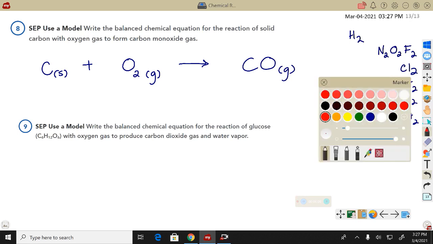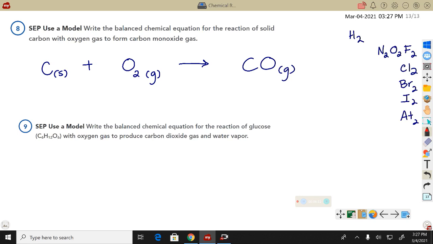It looks like we've got one carbon on each side, so that's all good. But on the reactant side, there are 2 atoms of oxygen. If I want 2 atoms of oxygen on the product side, I have to go all the way out in front. There's my 2 atoms of oxygen, but it also gave me 2 atoms of carbon. Fine, I'll go back and give you 2 atoms of carbon.